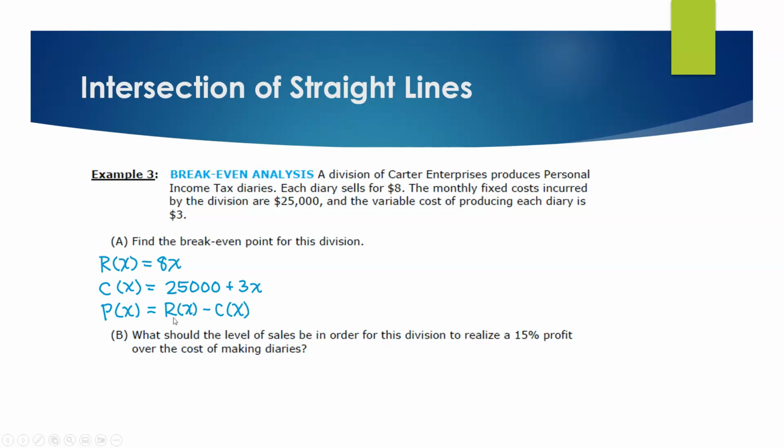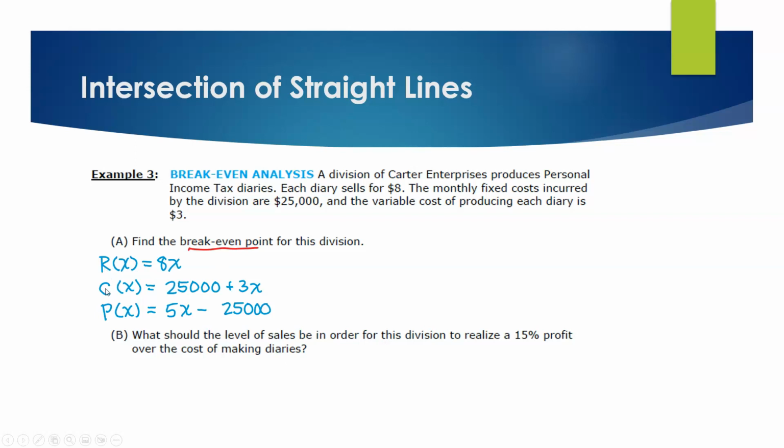Substituting, you're going to have that P of X equals 8X minus (25,000 plus 3X). Of course, that negative sign gets distributed. And then to simplify this, you combine your like terms and you'd have that P of X equals 5X minus 25,000. Now, the break-even point that you're looking for at this point is calculated one of two ways.